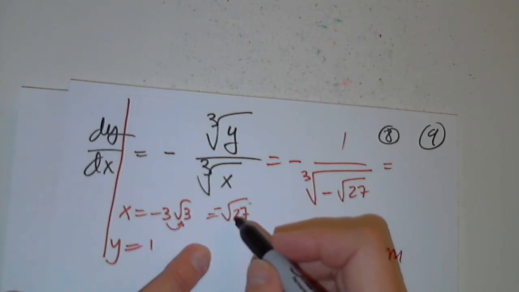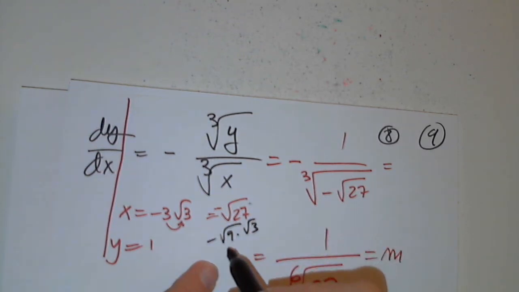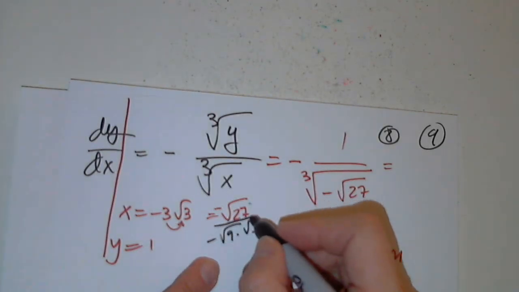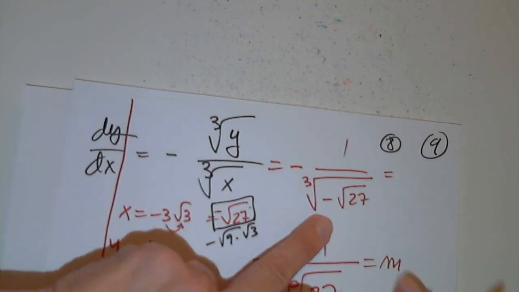So negative the square root of 27 is the square root of 9 times the square root of 3. So that's how we get the -3 the square root of 3. So that's why we get this. Is this okay so far? Yeah. Okay. Then I replaced it in here.